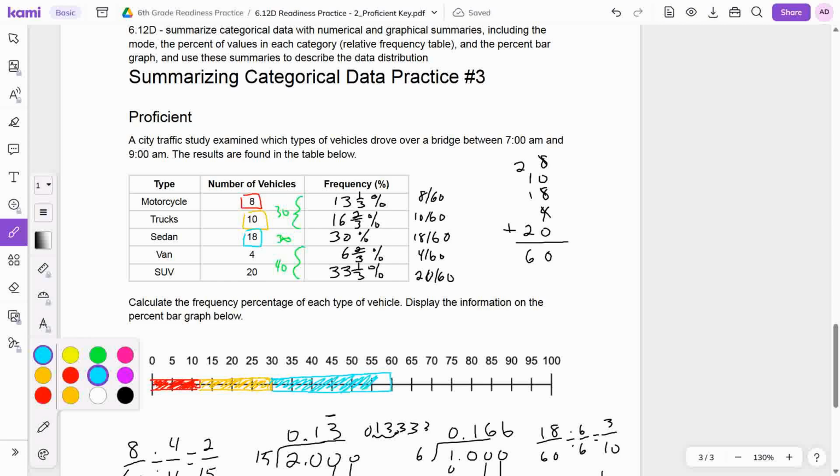And then my last two equal 40. So I'm going to have to kind of guesstimate on that van. That van is 6 2/3. So I'm going to go up to 66 2/3. So just a hair past that 65. And then I need 33 1/3 from the SUV, but that's just going to get me to the very end. So I could just do the very end here, and that will be the rest of it. That's how we can make a relative frequency chart.